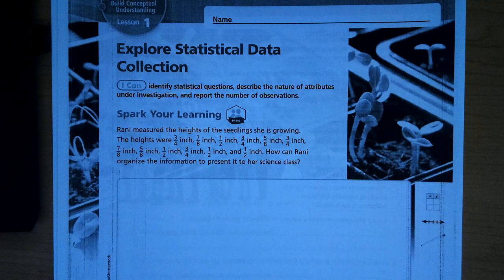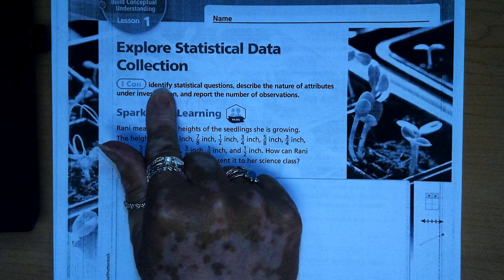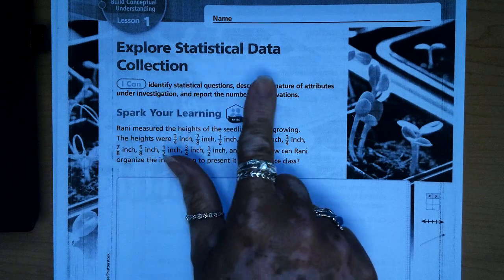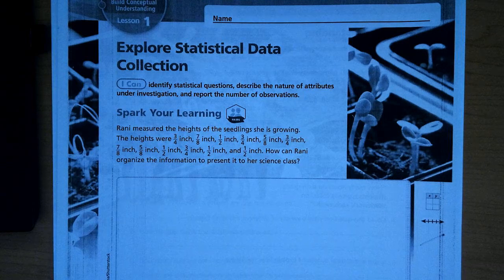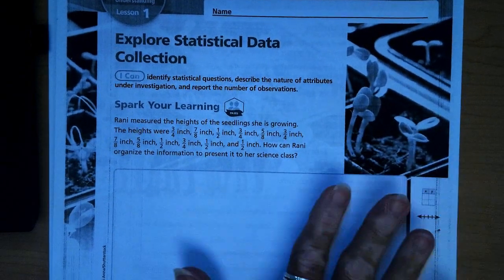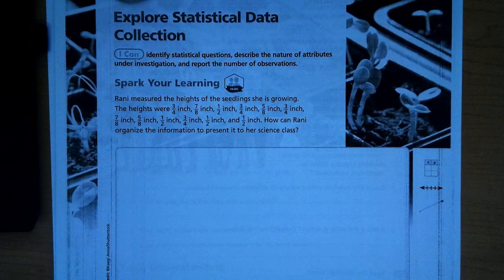All right, so we are moving out of geometry and we are moving into statistics and probability. So today we are going to look at statistical questions. So we're going to explore statistical data collection. We're going to identify what is a statistical question, describe the nature of attributes under investigation, and report the number of observations.